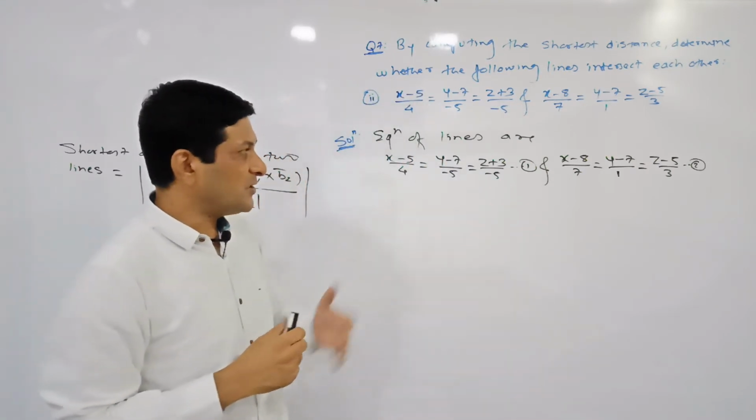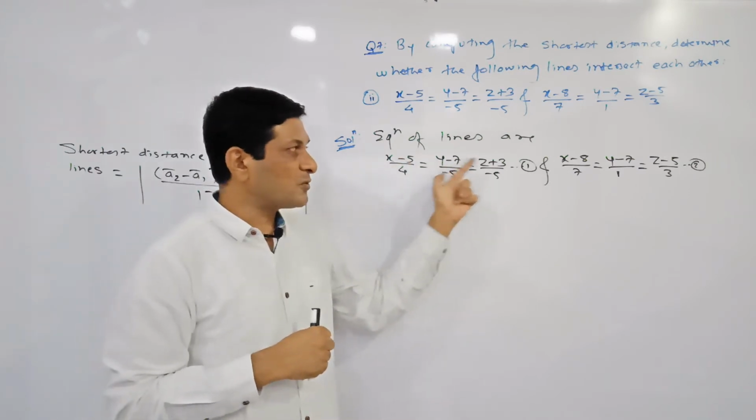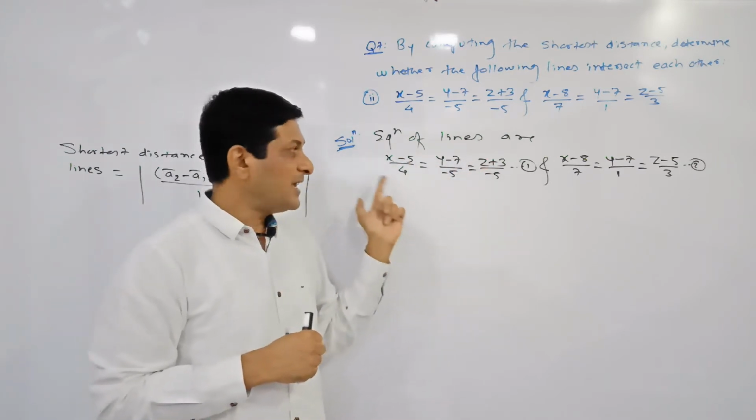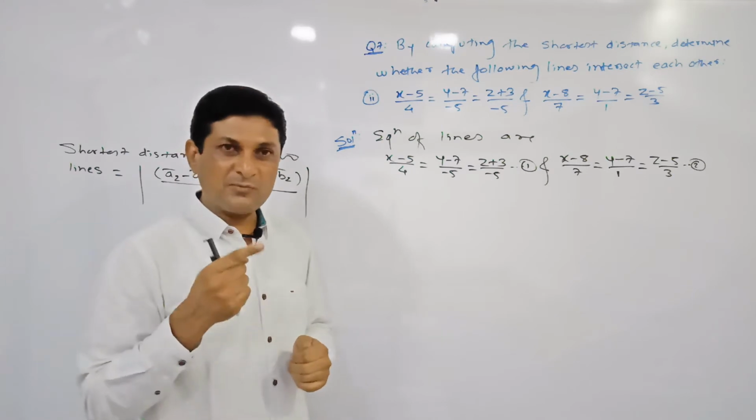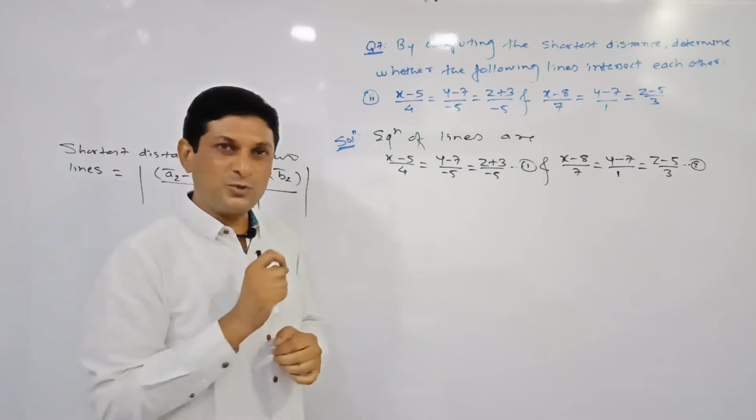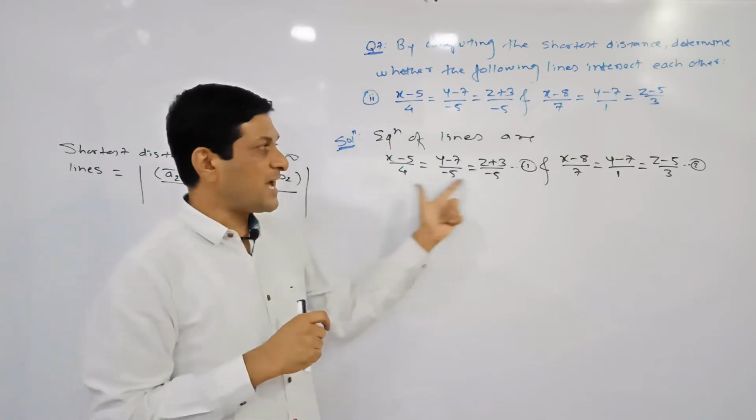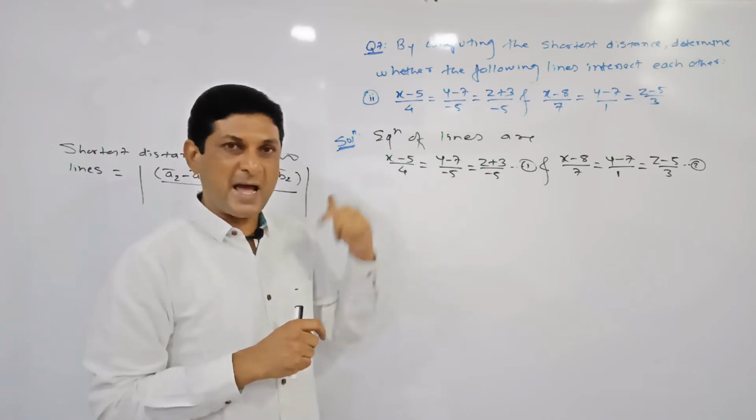So here from the equation of the first line we are able to find the coordinates of a point on the line and the direction ratios of the line. From the coordinates of a point we will get the position vector of that point, and from the direction ratios we will get a vector parallel to the line.